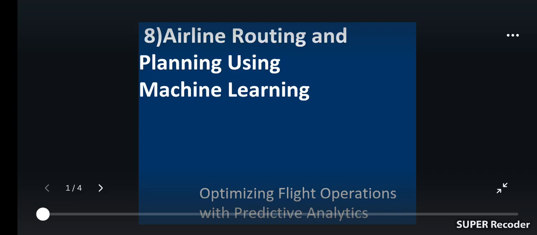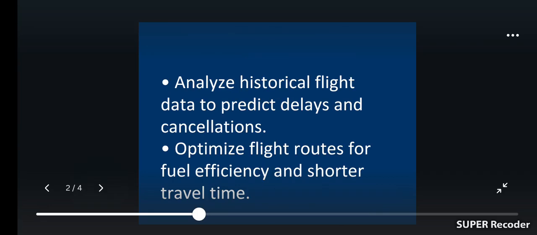Our topic today is airline routing and planning using machine learning. Optimizing flight operations with predictive analytics means that, using previous data, it predicts flight operations and continues them. Analyze historical flight data to predict delays and cancellations.